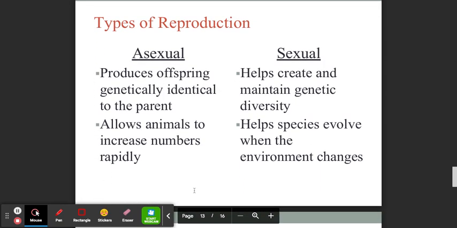And then we have two different types of reproduction. Asexual reproduction is when the offspring are genetically identical to the parents. This allows animals to increase in numbers rapidly. A great example of this is bacteria. Sexual reproduction helps create and maintain genetic diversity. It helps species evolve when the environment changes. So sexual reproduction is a way to allow for that genetic diversity to happen.